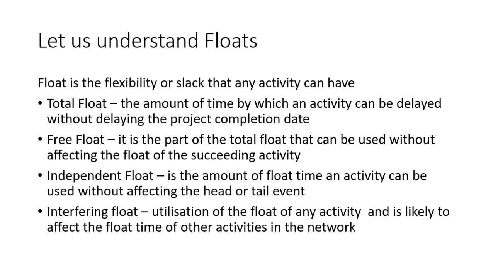One is total float, that is the amount of time by which an activity can be delayed without delaying the entire project completion. Second is free float. It is a part of the total float only, which can be used without affecting the float of the succeeding activity. Independent float is the float time where neither the succeeding activity nor the preceding activities get impacted. Last one is interfering float. Utilization of the float of any activity is likely to affect the float time of other activities in the network. In this lecture, we will not be discussing interfering float. We would first be taking care of the above three floats.